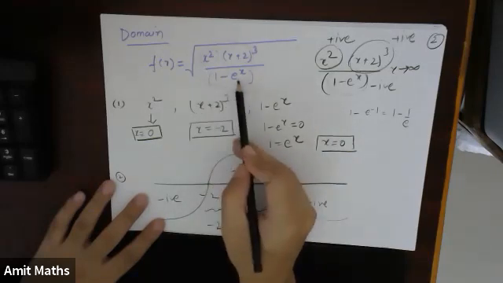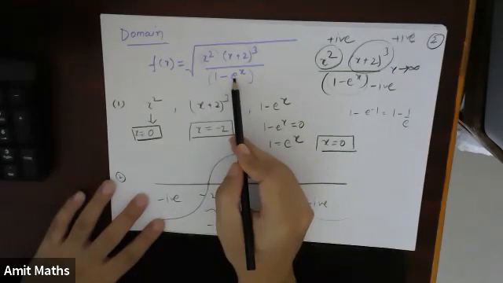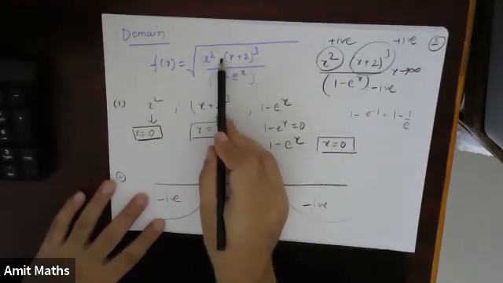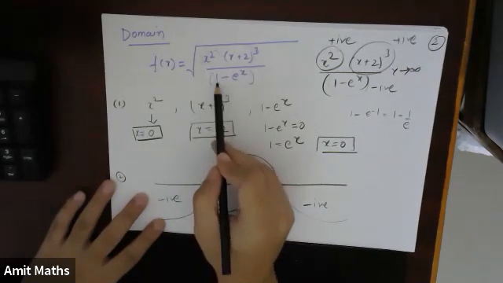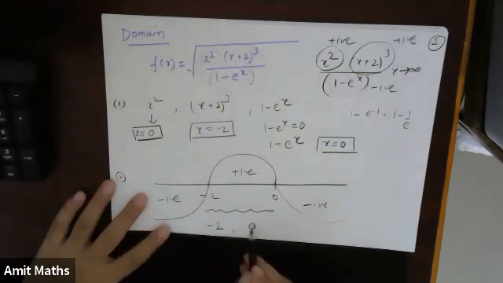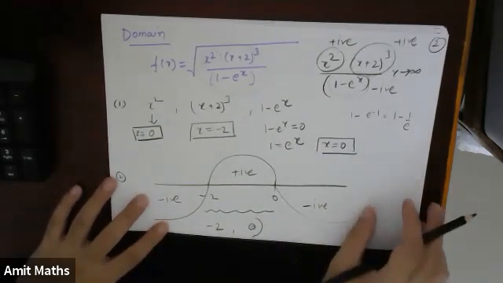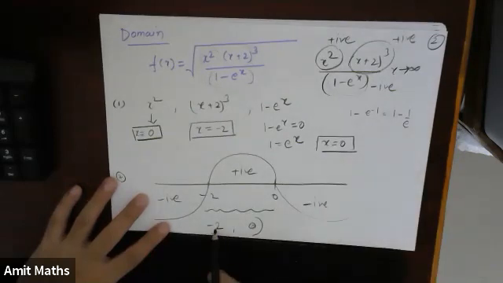1 minus e to the power 0. This will be 1 minus 0. So this whole thing will become 0 by 0. 0 by 0 is undefined in maths. So that means 0 will not be included. Understood? Now let's look at minus 2.